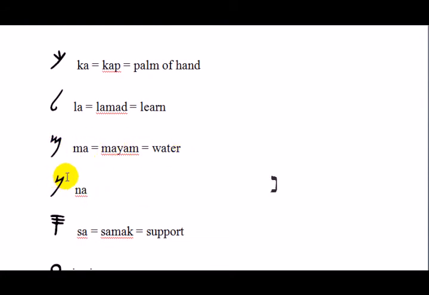Now you have the letter na, pronounced "na," and there's no meaning for it. Some people say it means fish, but the word fish doesn't come from na. It comes from the word dag, D-A-G, which means fish. I don't know where they got that from, but that's what they say. That's why I tell you, brother, some of these letters don't have the whole meaning. That's why the scripture says we prophesy in part.